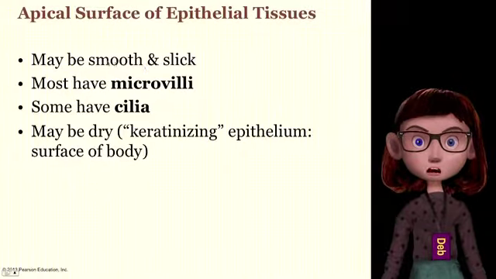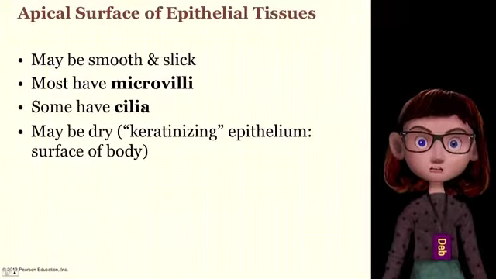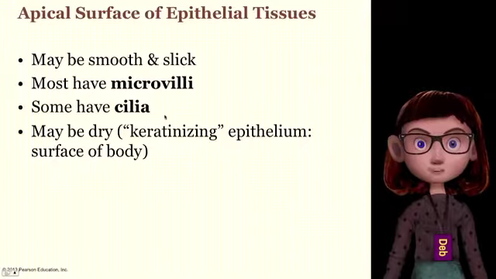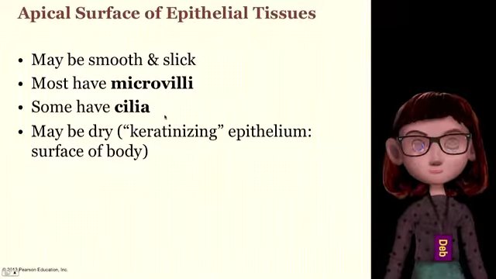Some surfaces of the epithelial tissues have cilia. I'm sure you've heard of cilia in Fundamentals of Biology, and we talked about it a little bit with Chapter 3. Cilia are projections from cells that actually will move, and they can sweep things along the surface of that tissue. Epithelial tissues may be dry.